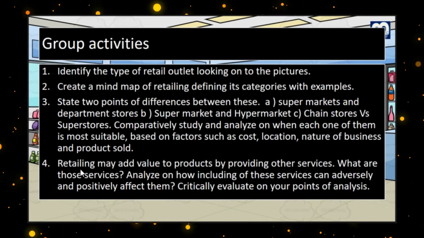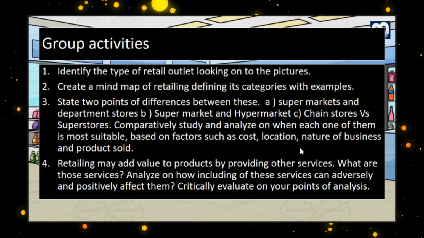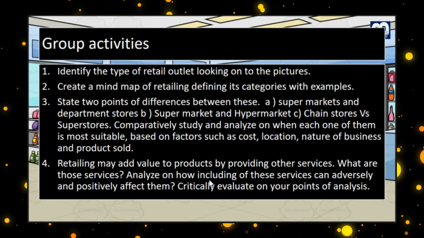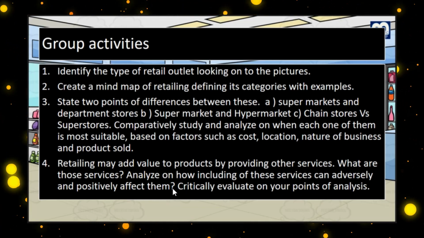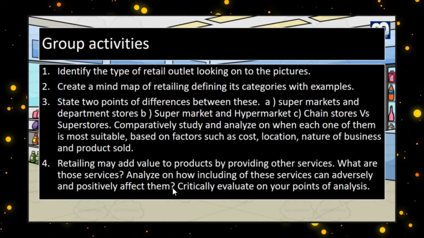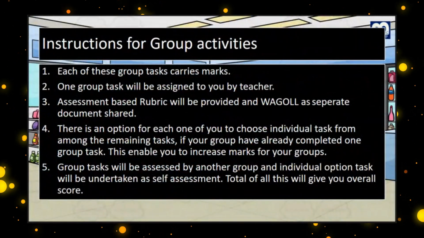Fourth task is that retailing may add value to products by providing other services. What are those services? Analyze how including these services can adversely and positively affect them. Critically evaluate your points of analysis. These are the instructions for group activities.